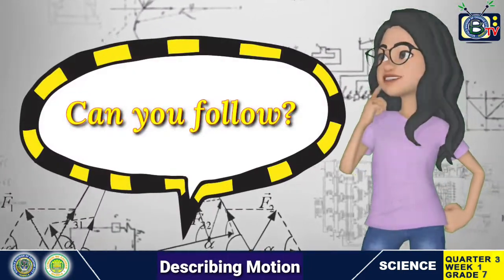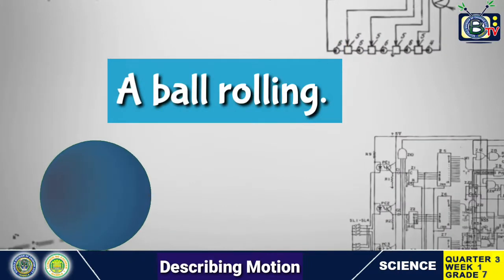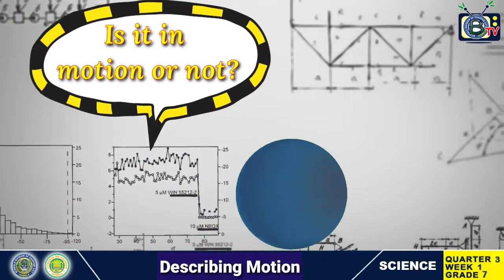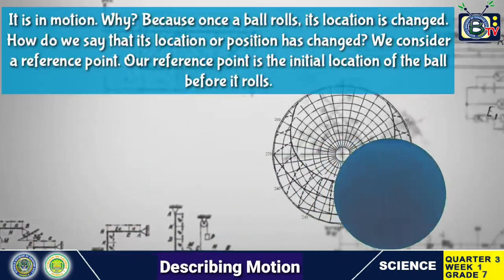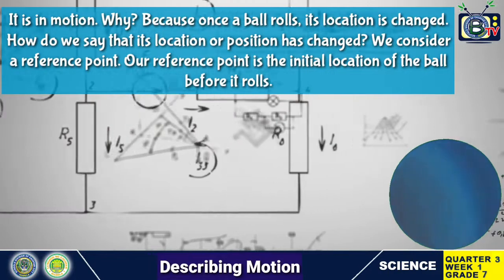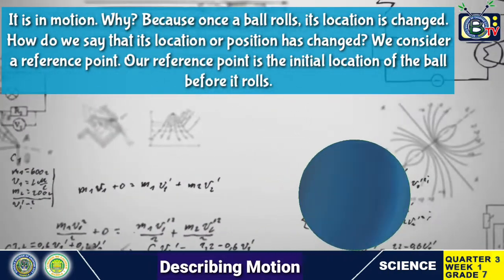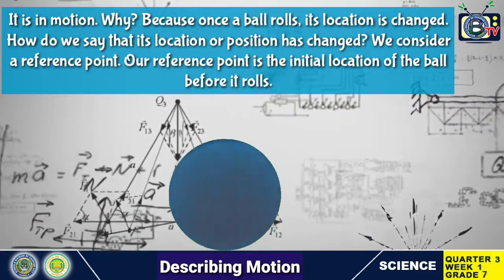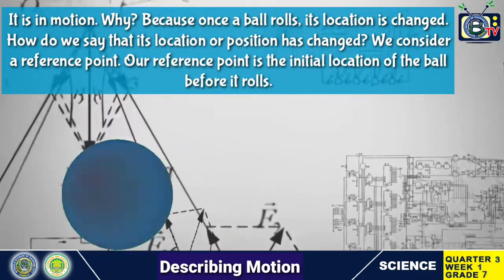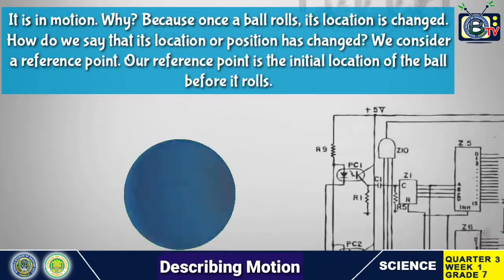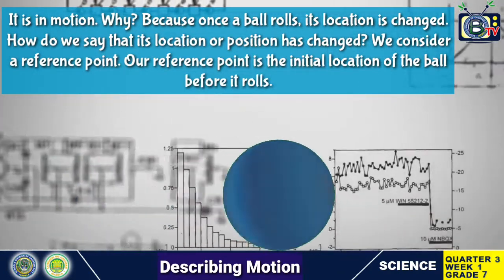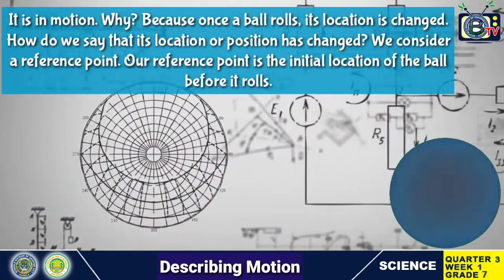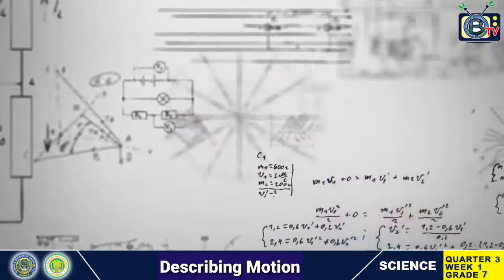Can you follow? Great! Let's take another situation. A ball rolling. Is it in motion or not? Very good. It is in motion. Why? Because once a ball rolls, its location is changed. How do we say that its location or position has changed? We consider a reference point. Our reference point is the initial location of the ball before it rolls. Did you get it? Good job!